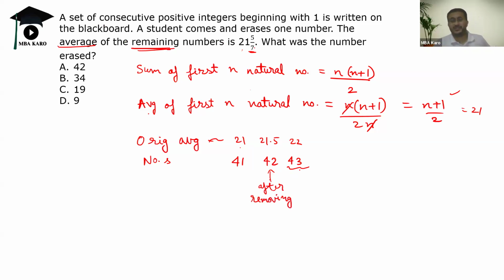Otherwise, if you keep writing equations and doing it by trial, it is going to be a waste of time. You should think like this. After removing, it is 21 5 by 7. That is a multiple of 42. So that means the original average is 22.